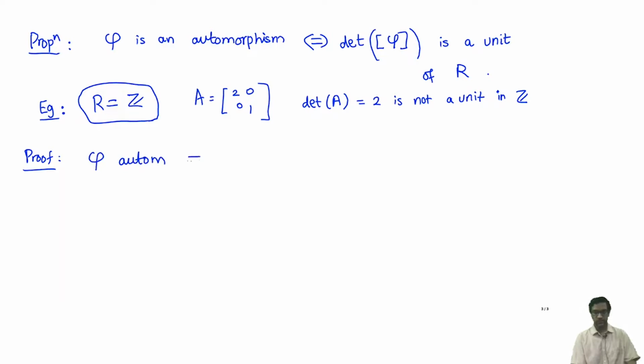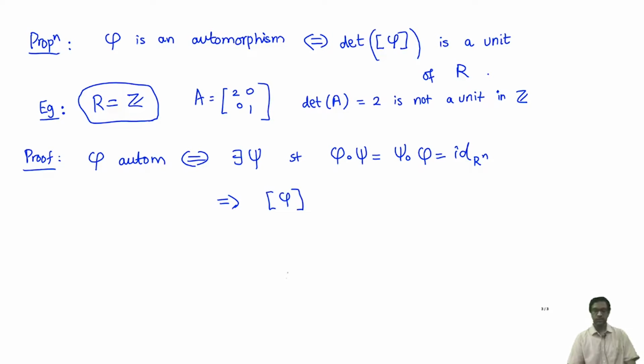This is an automorphism. It's the same as saying there exists psi from Rn to Rn such that, as we said, phi composition psi is psi composition phi is the identity operator on Rn. But now we also looked at what does this mean in terms of the matrices. So I said that the map which associates to each homomorphism its matrix, that map is a ring isomorphism, right? In other words, composition of maps goes to product of matrices.